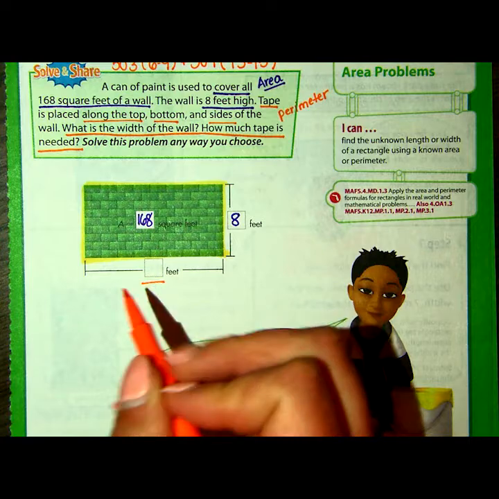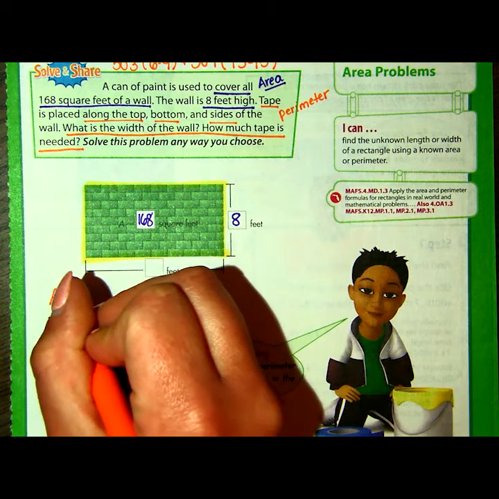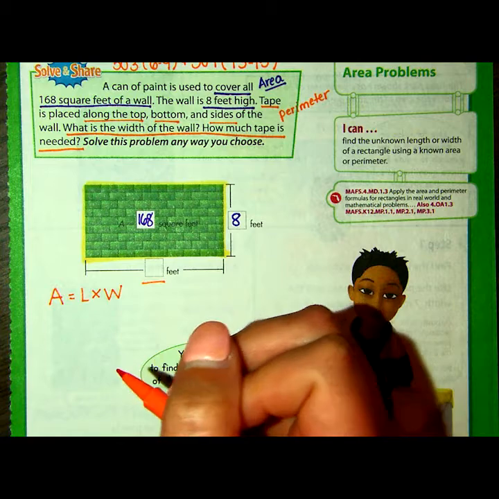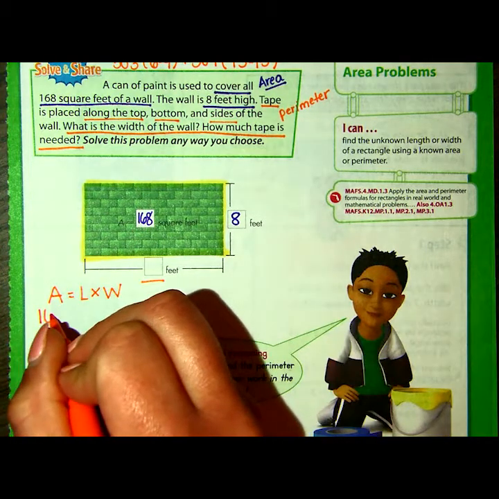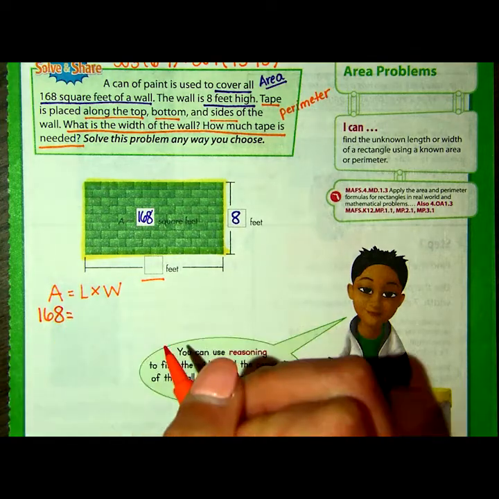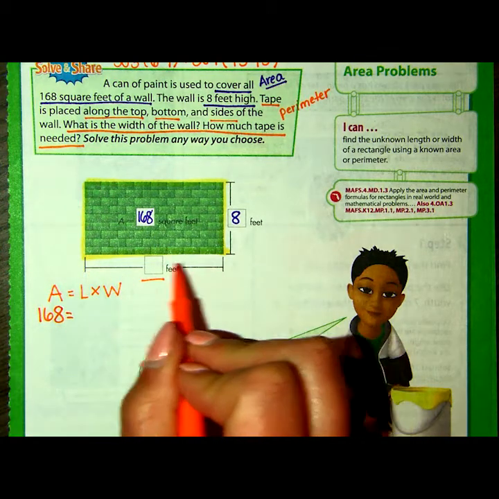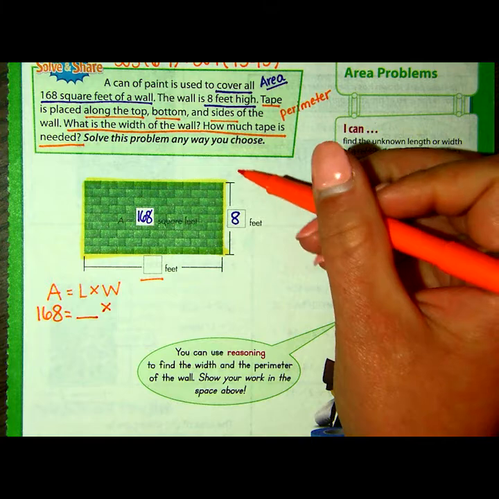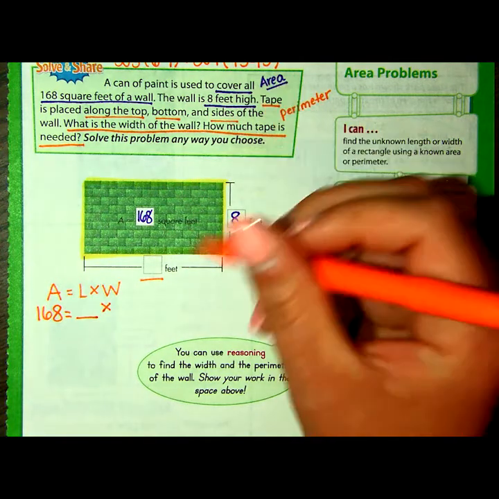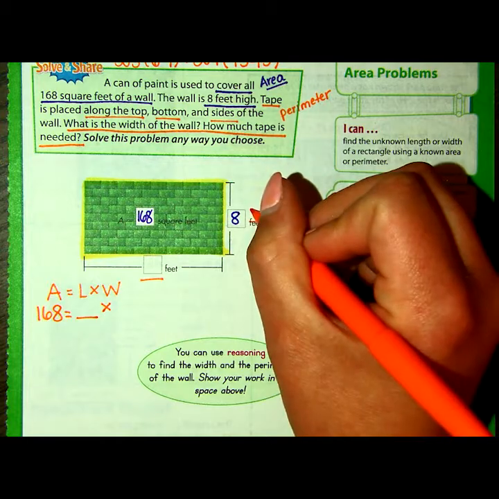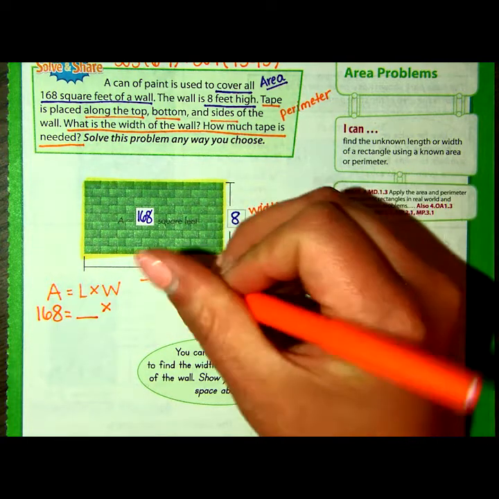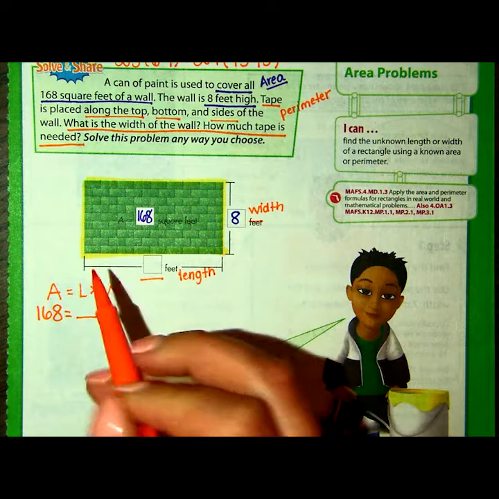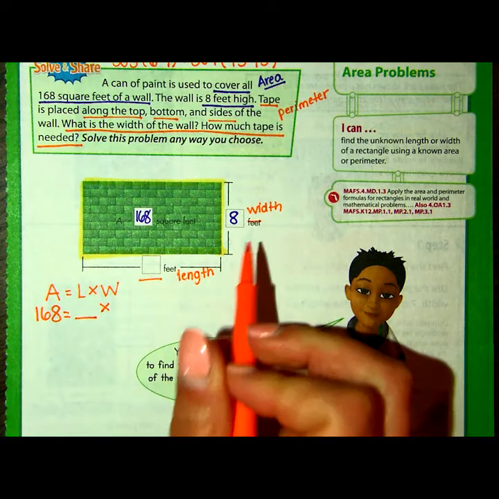Well, I know that area uses this formula of length multiplied by the width. So I'm going to go ahead and plug in the piece they've given me. They told me that the area was 168 square feet. So that's equal to the length, which is unknown, multiplied by, I guess they called it the height and the width. That's kind of confusing. Let's think of this as width, and this right here is length. They changed them up in this problem. So the unknown, or the length, multiplied by the width, which is 8.